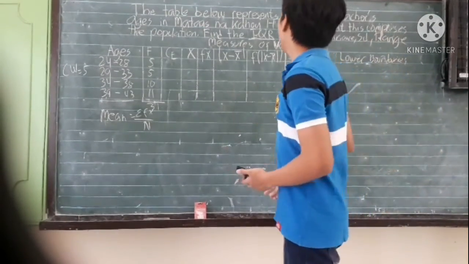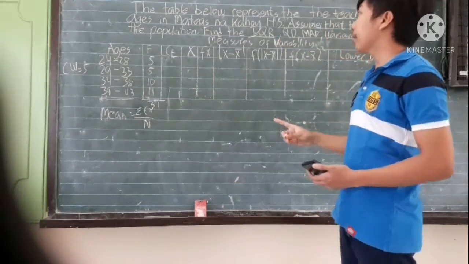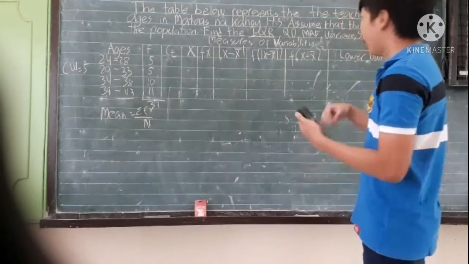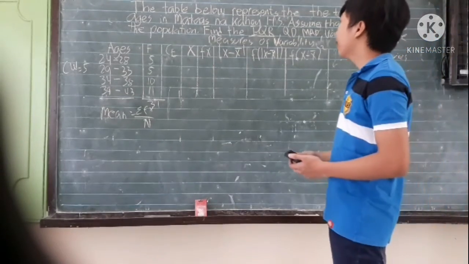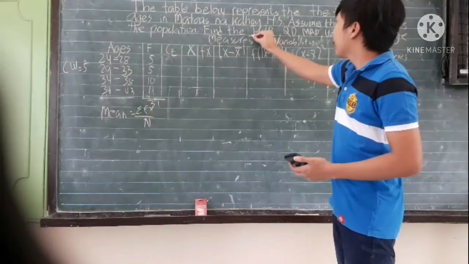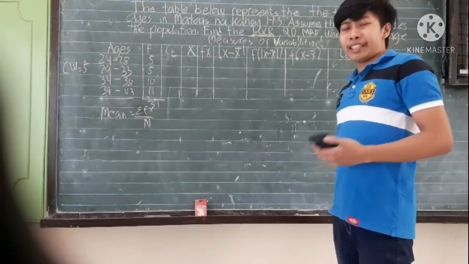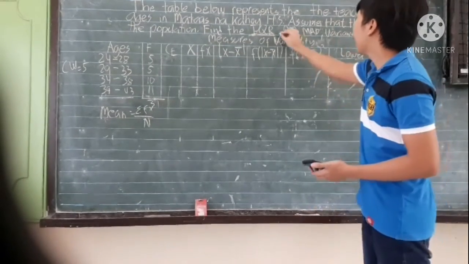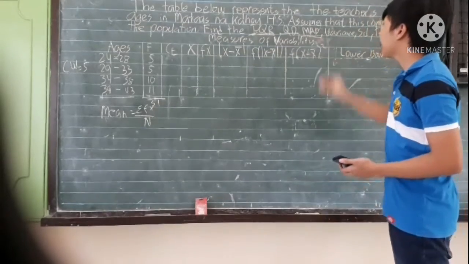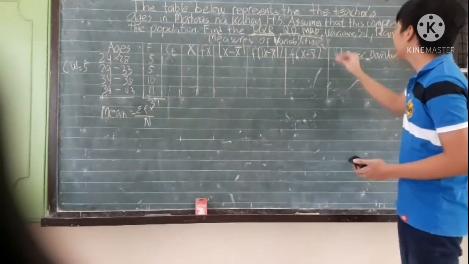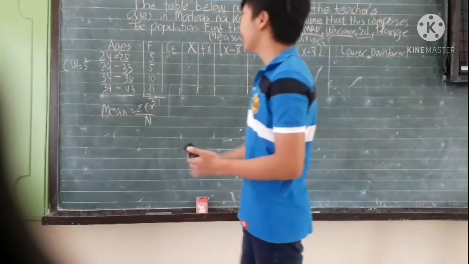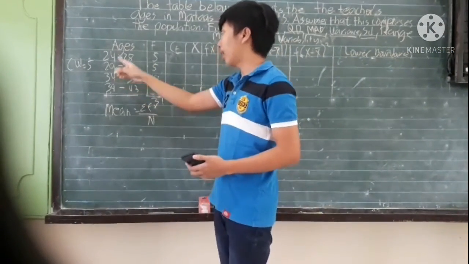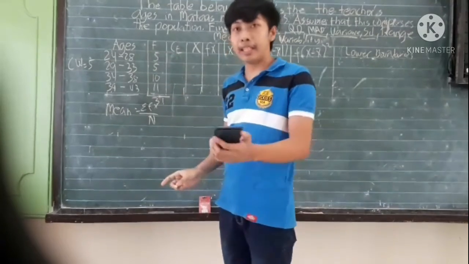The table below represents the teachers' ages in Mataas na Kahoy. Let's assume that this comprises the whole population. Find the interquartile range, the quartile deviation, the MAD, the variance, the standard deviation, and range. Our given here is the ages and the frequency of the ages.